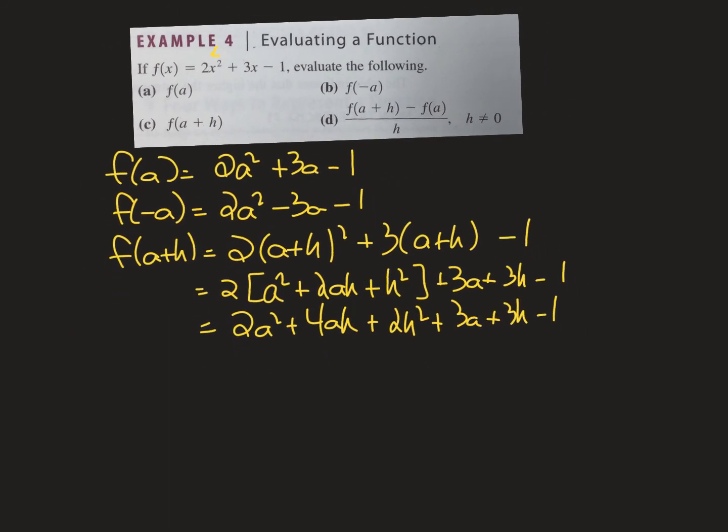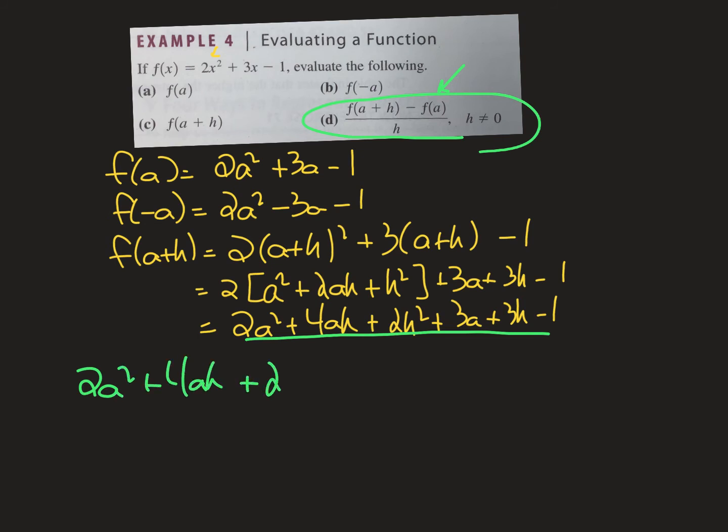You're going to see this last thing right here show up all year long in different sections. That's called the difference quotient. And I'm just going to work it out here. It says do f of a plus h, which we just found. There's f of a plus h right here. So I'm going to put all that up here. 2a squared plus 4ah plus 2h squared plus 3a plus 3h minus 1.